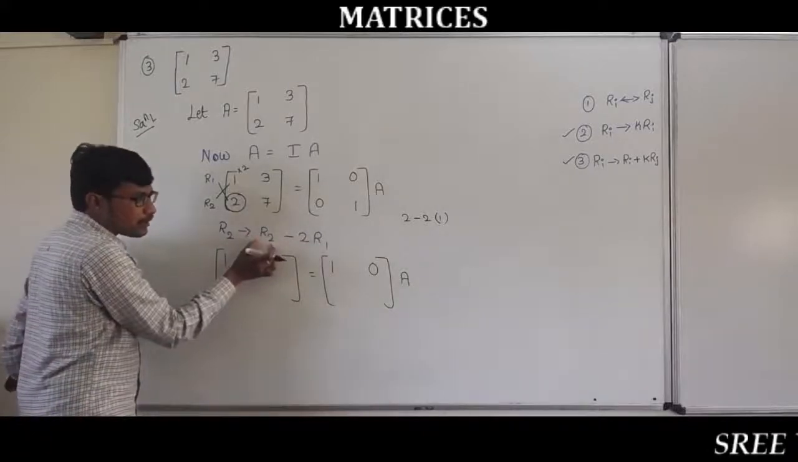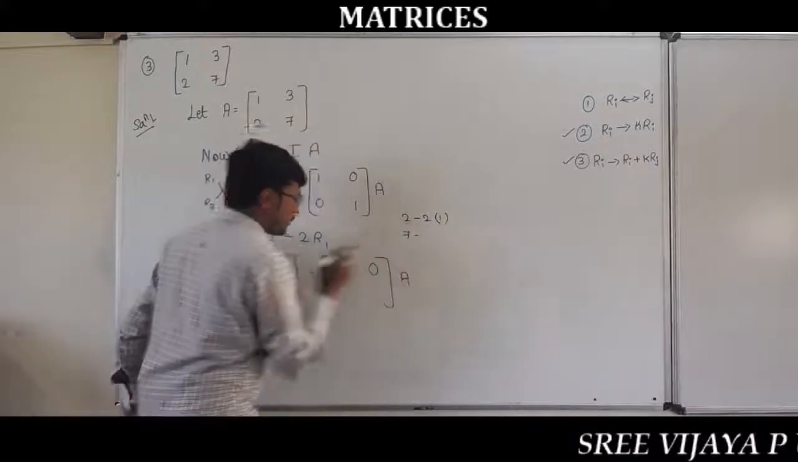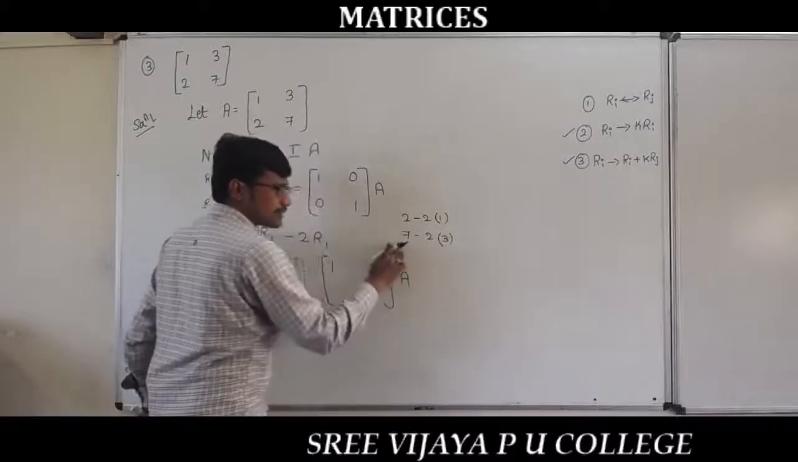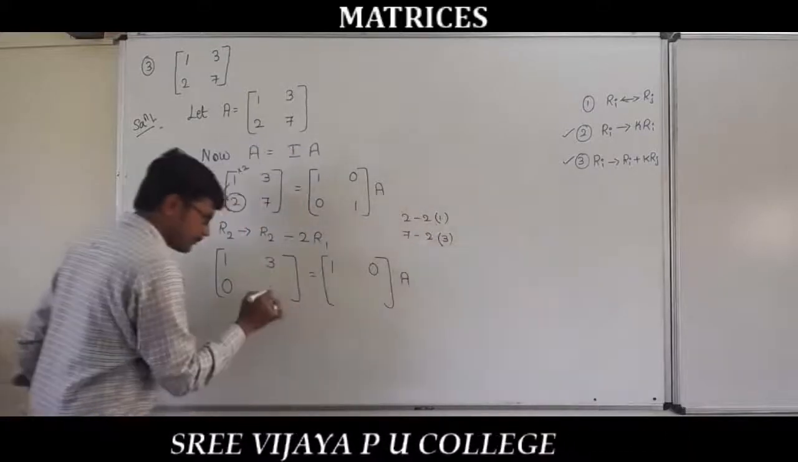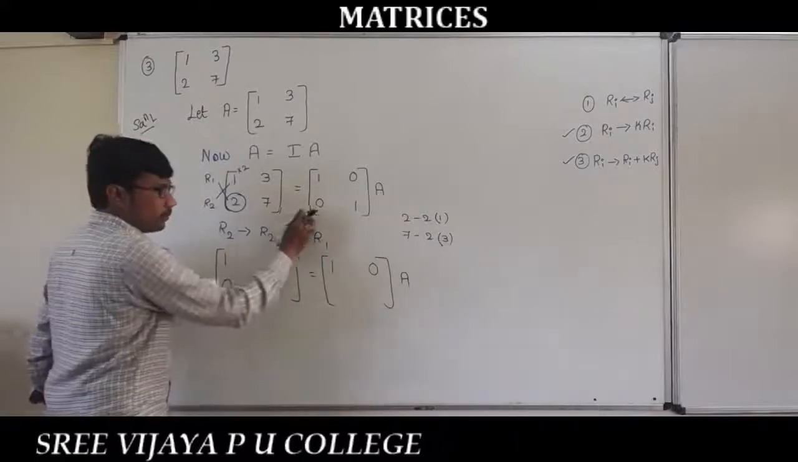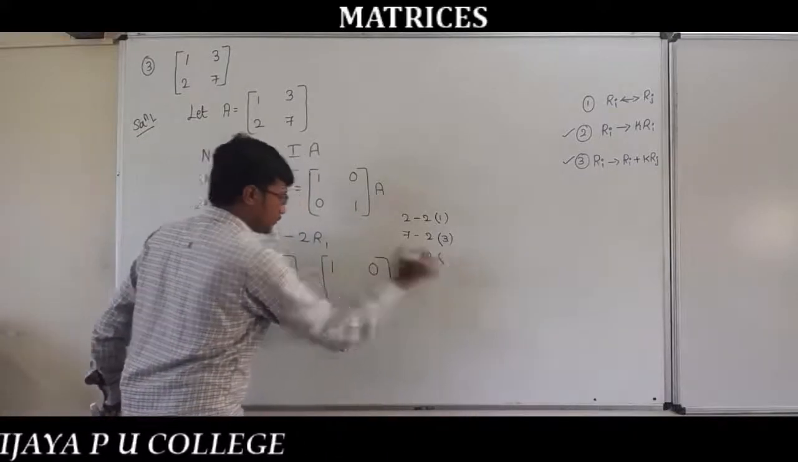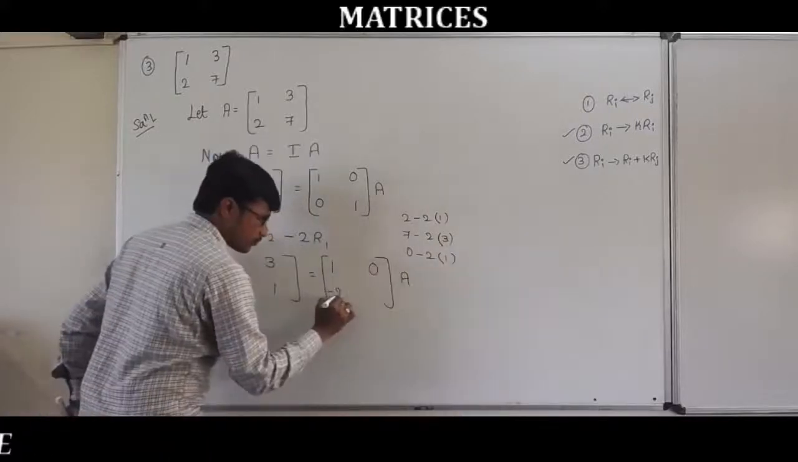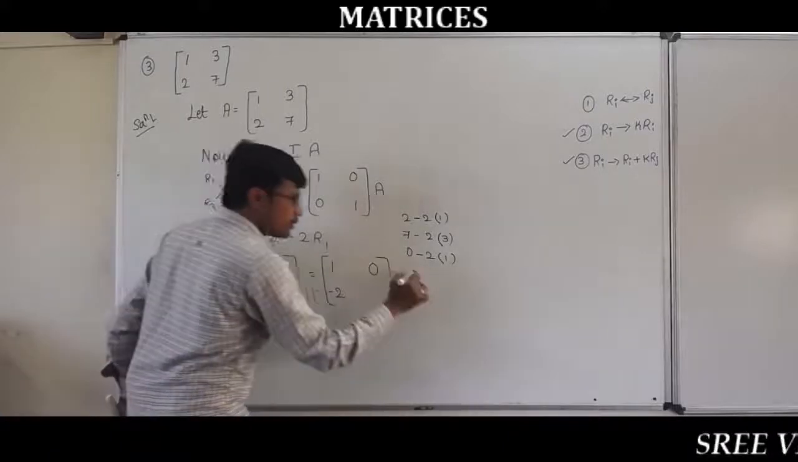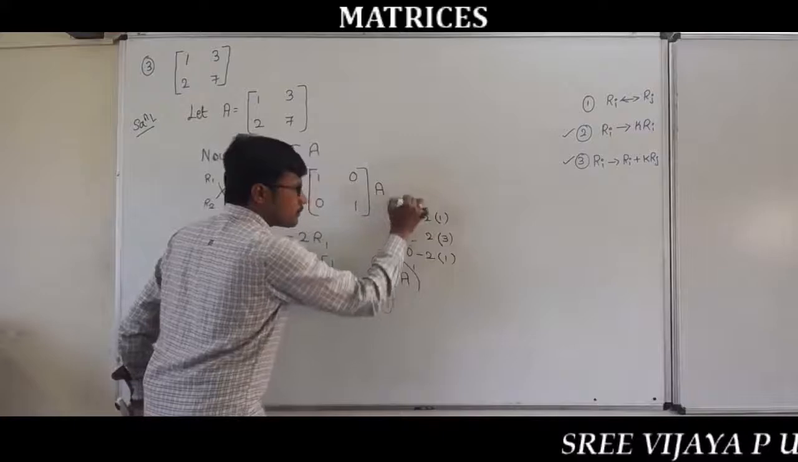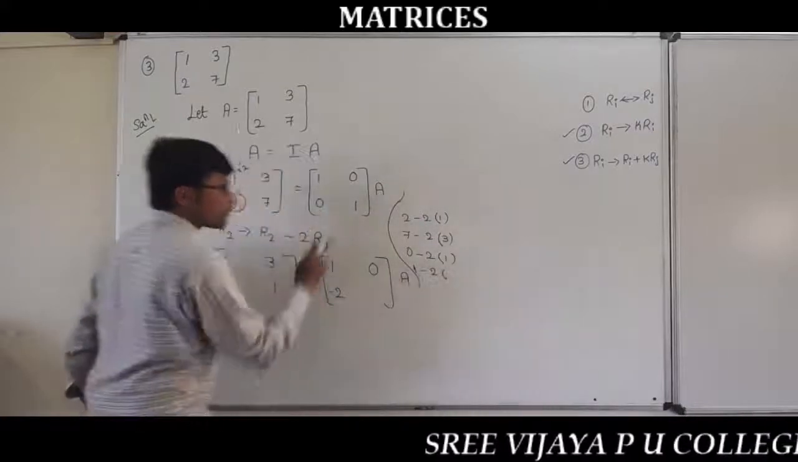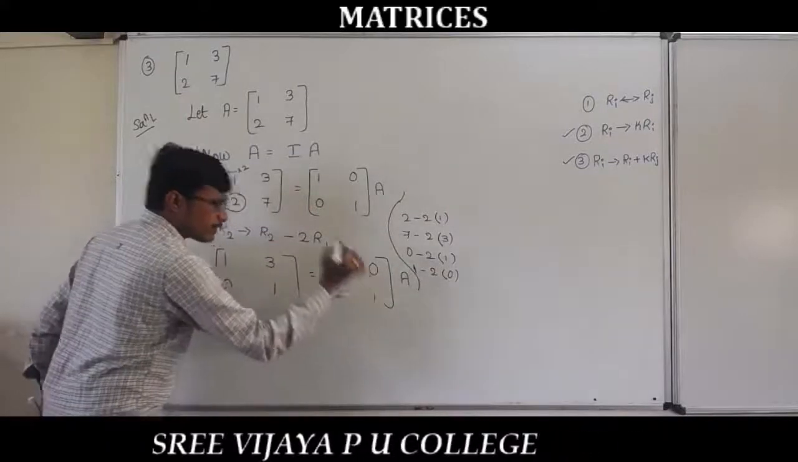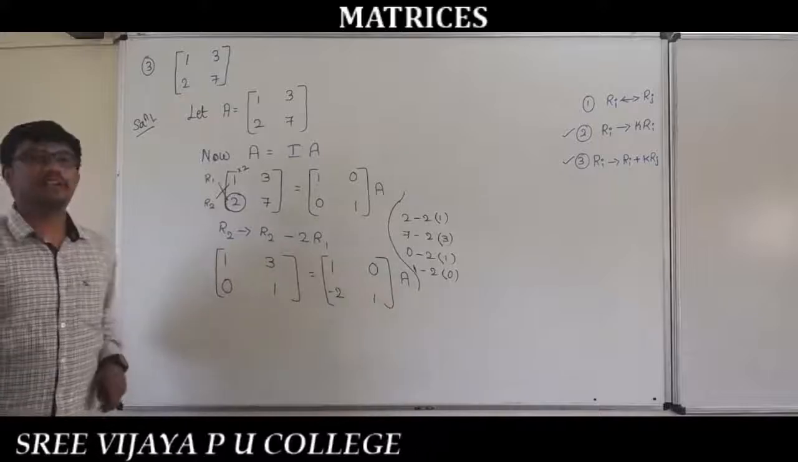Now R2 entry 7 minus 2 times R1 entry 3. 2 times 3 is 6, and 7 minus 6 is 1. Next, R2 entry 0 minus 2 times the corresponding R1 entry 1. Minus 2 into 1 is minus 2. Next, R2 entry 1 minus 2 times R1 entry 0. 2 into 0 is 0, and 1 minus 0 is 1. So this is the first elementary operation.